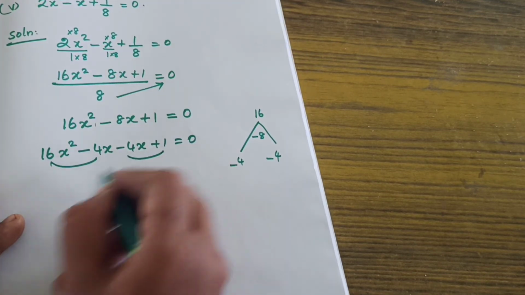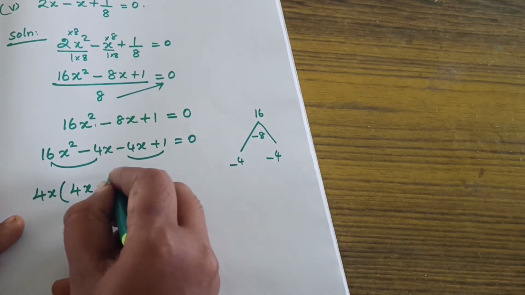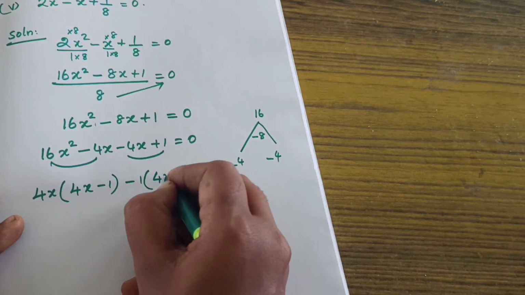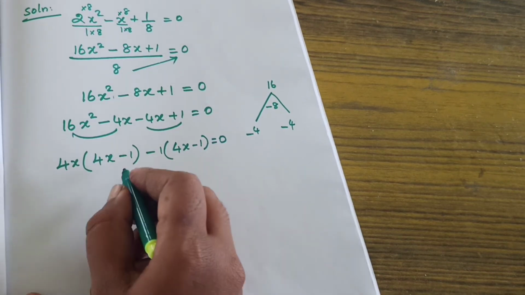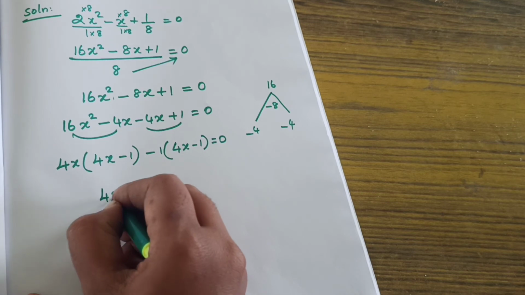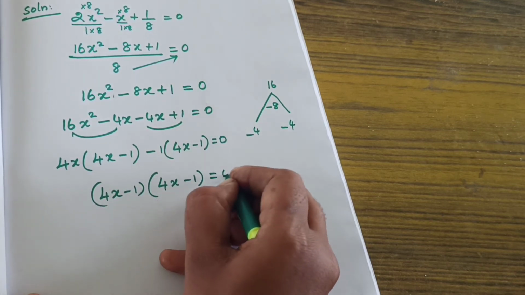Then two terms, take the common. 4x, if we take common, 4x minus 1. Then minus 1 is common, then again 4x minus 1 equal to 0. Again, comparing these two brackets, we are getting 4x minus 1 into 4x minus 1 equal to 0.